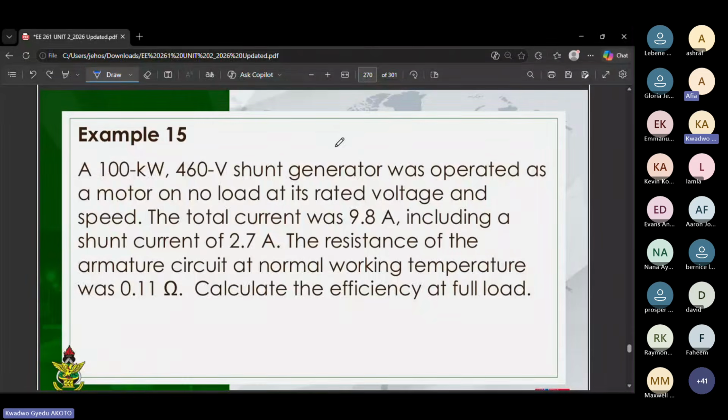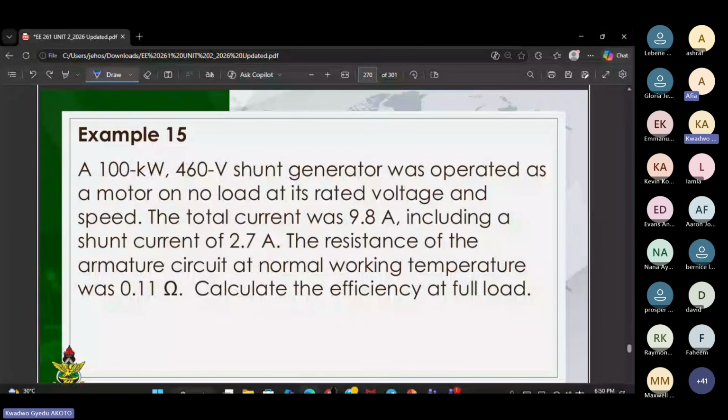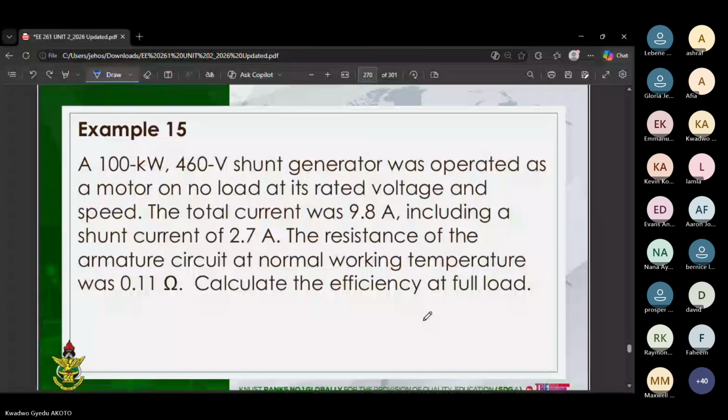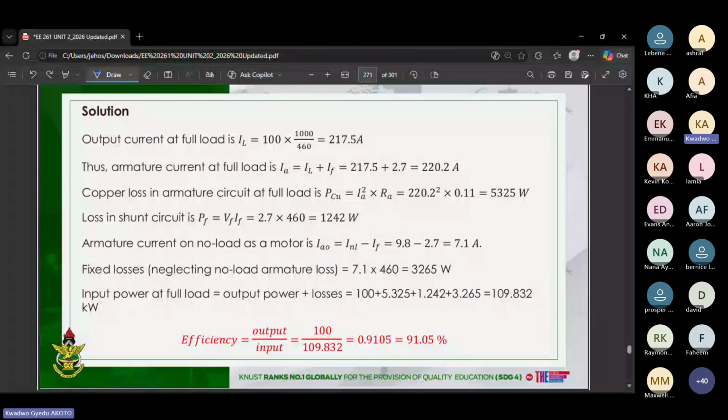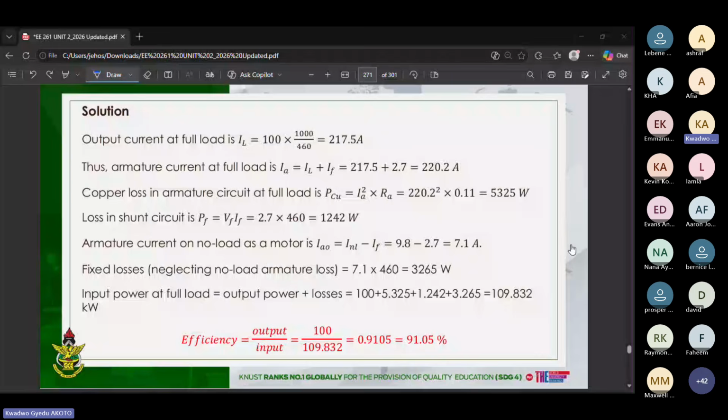So example 15. We have a 100 kilowatt 460. I picked out this example because I want to explain something here, right? I want to explain this statement here. That's why I picked out this example. Aside from that, it's a pretty straightforward example.